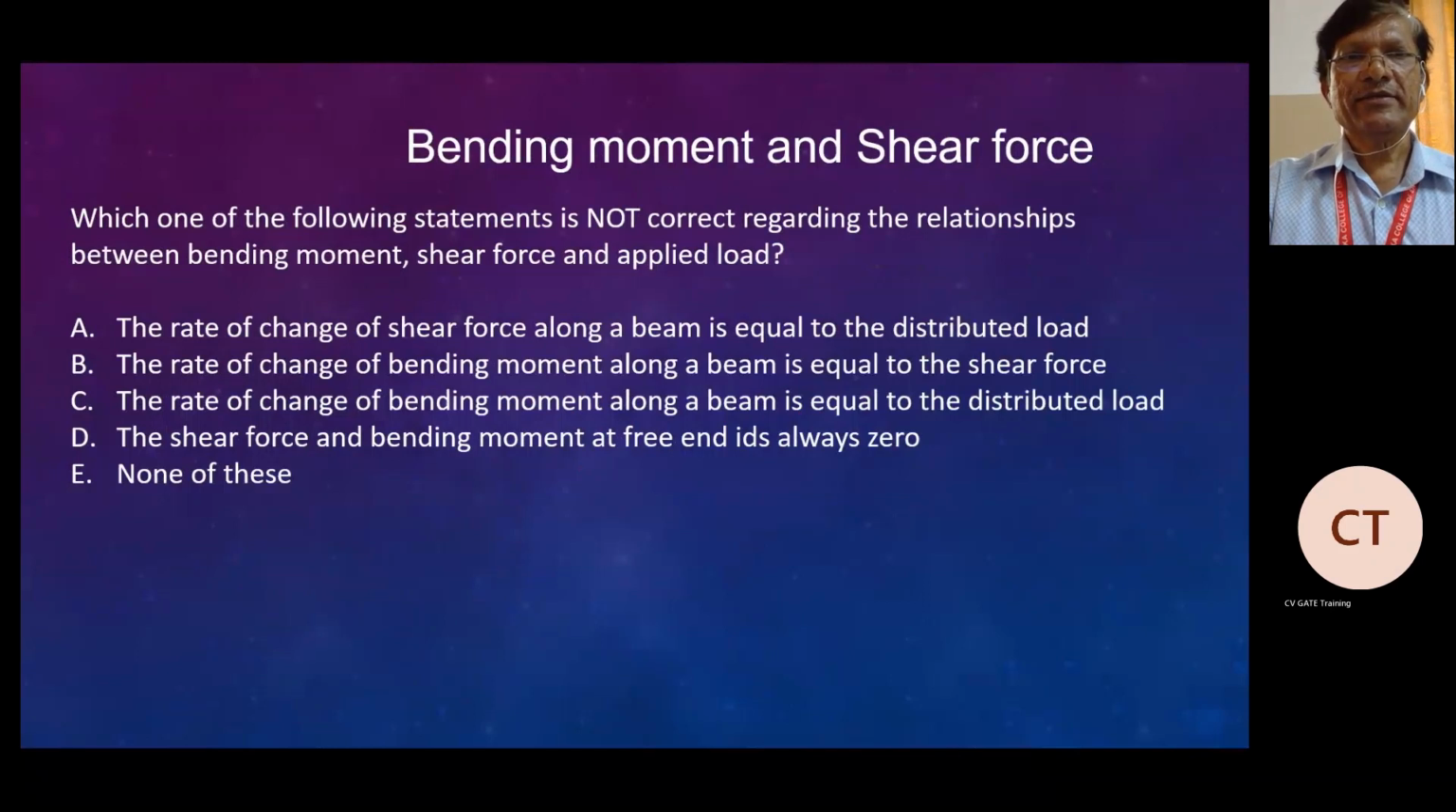So we take another example. Which one of the following statements is not correct regarding the relationship between bending moment, shear force and applied load? The rate of change of shear force along the beam is equal to the distributed load. Okay. The rate of change of bending moment along the beam is equal to the shear force. That is also okay. The rate of change of bending moment along the beam is equal to the distributed load. That is not correct. The shear force and bending moment at the free end are always 0. This is also correct. So the answer will be C.